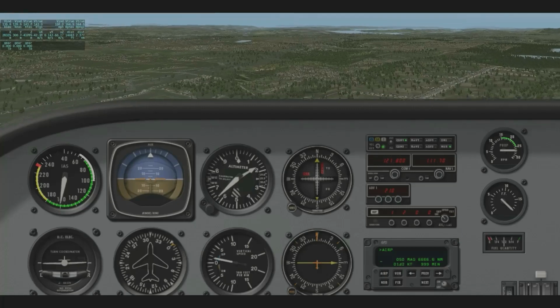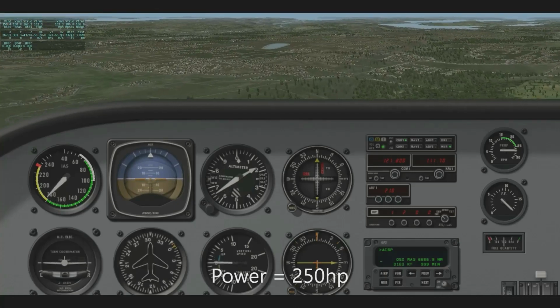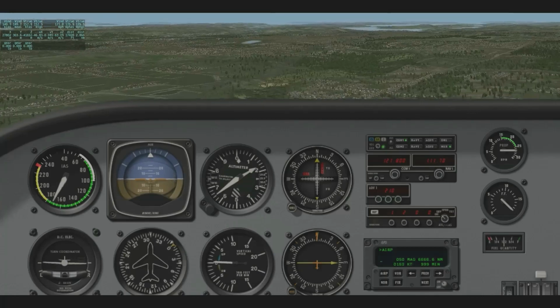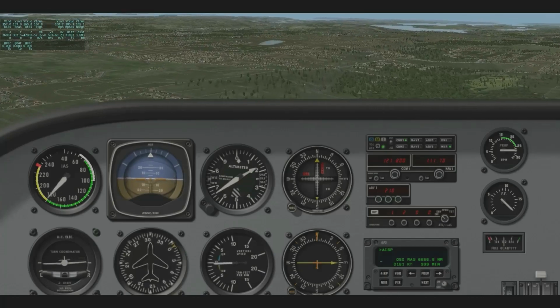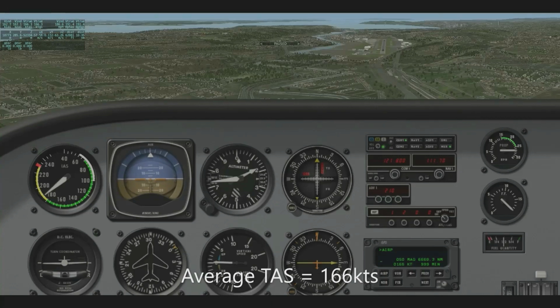134.7 knots. The second aircraft is exactly the same, only its horsepower is now 250. I'm once again flying level for 3 minutes to let the airspeed settle down. After 3 trials I got an average airspeed of 166 knots true airspeed.